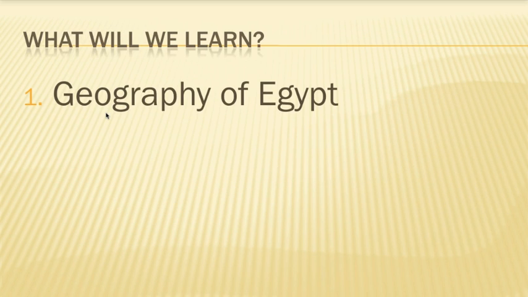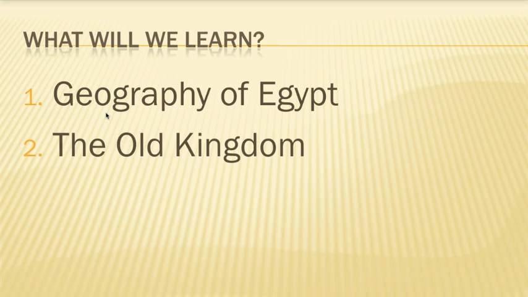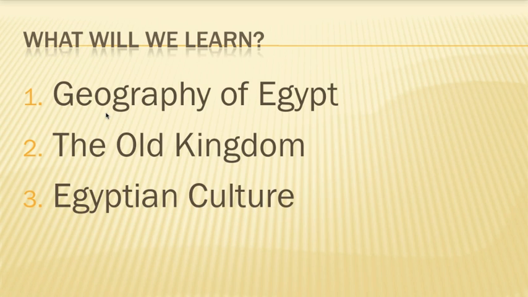So what will we learn? What's our roadmap here today? Like I said, we're going to start with the geography of Egypt. We'll talk a little bit about what the Old Kingdom period was and what really made it stand out, and we will finish by looking at Egyptian culture. So that's where we're going with all of this today.